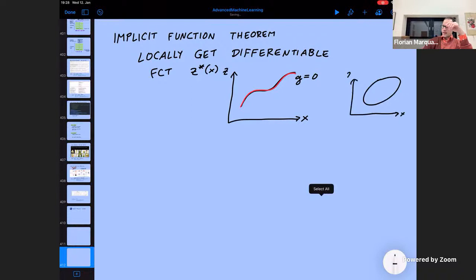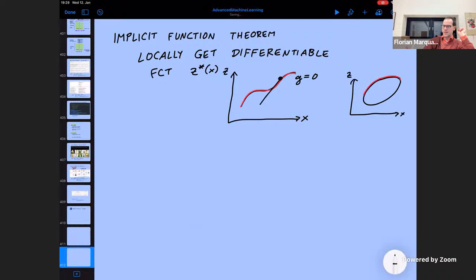Then you have a little bit of a hard time to define such a Z star of X everywhere, but at least you could, for example, define a Z star of X here for the upper part and another branch, so to speak, for the lower part. So it's all good.